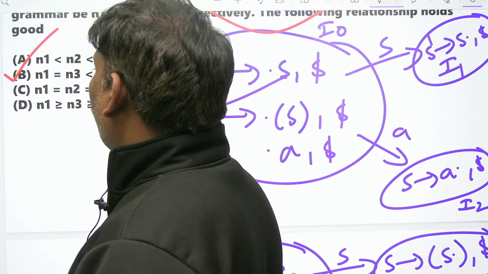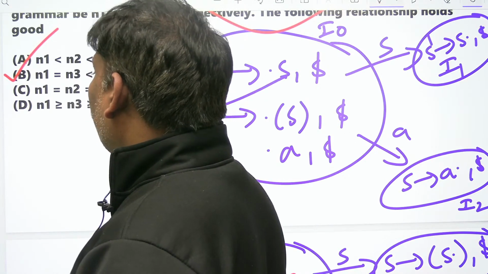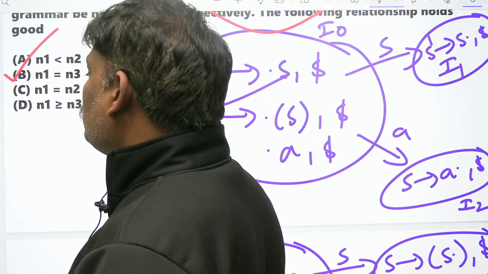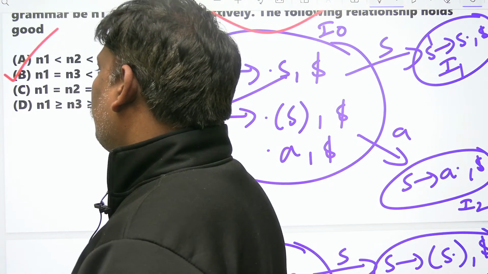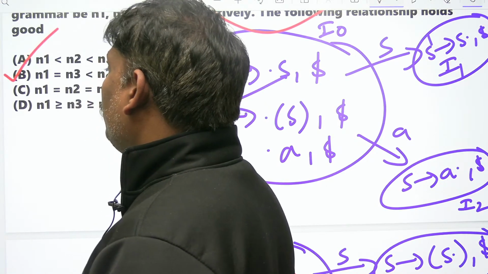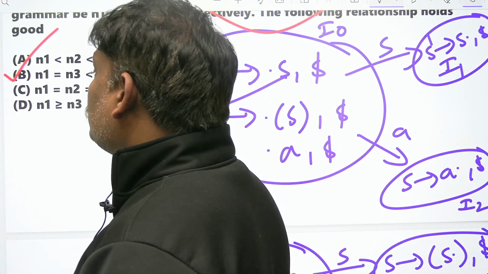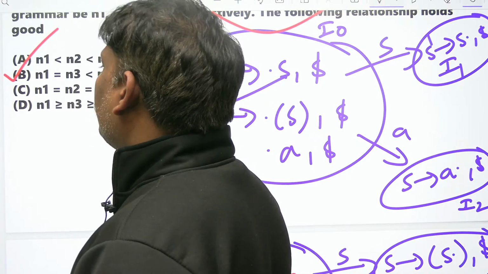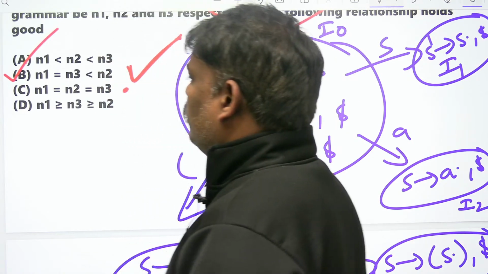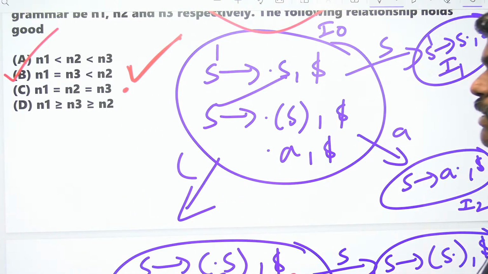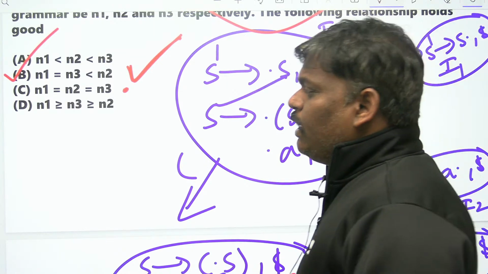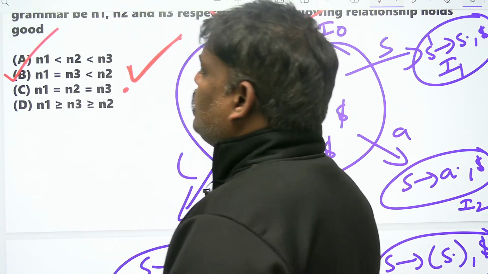N1 is equal to N3, which is equal to N2. Sometimes C is the correct answer, sometimes B. For this grammar, B is the answer. For some grammar, C is the answer. But for any grammar, either B or C is the answer.